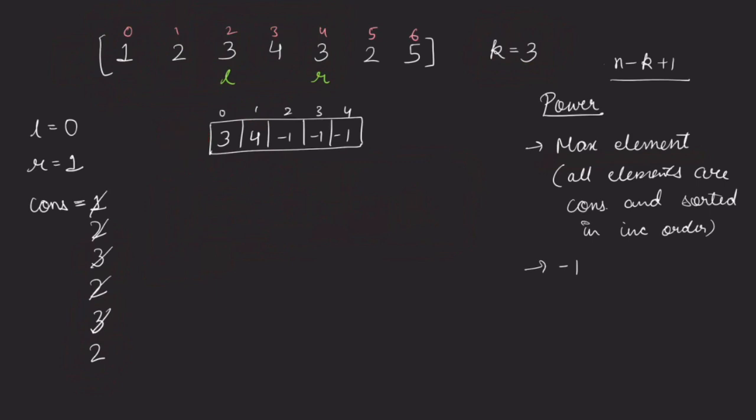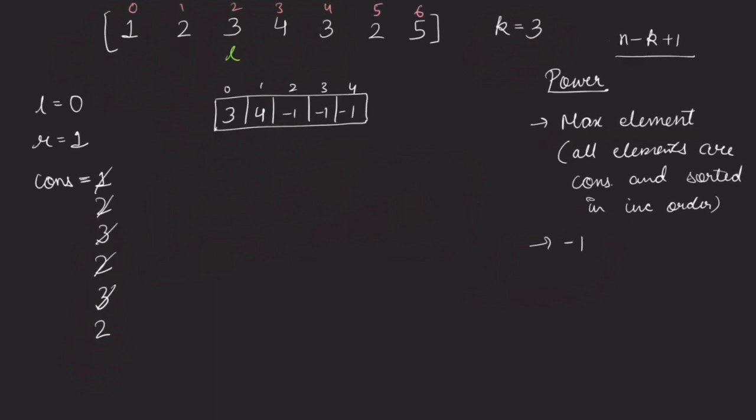So for updating, we will check is consecutive count equal to K? No, it is not. Then in that case, we should update it to -1. But since we already have -1, there is no need to update. We can just move forward, right? So R will come here and then length has increased. So L will also come here.